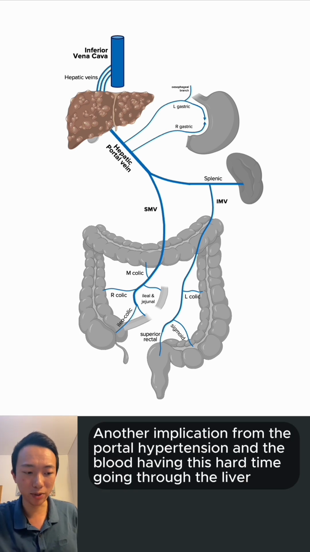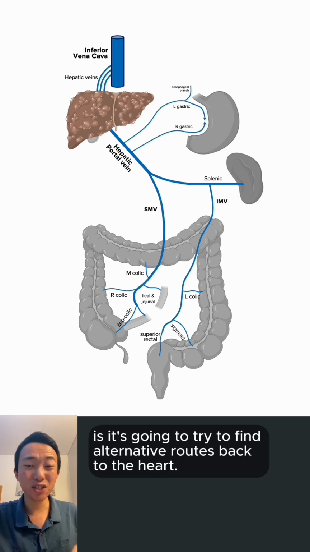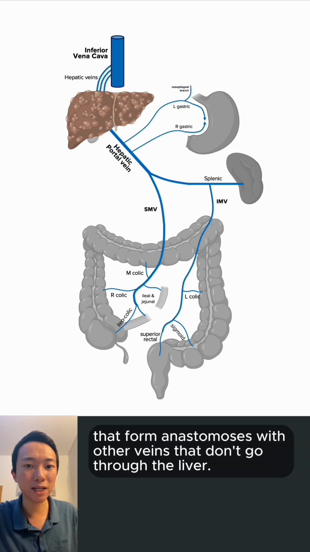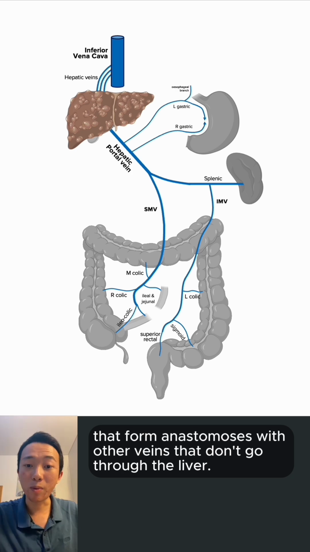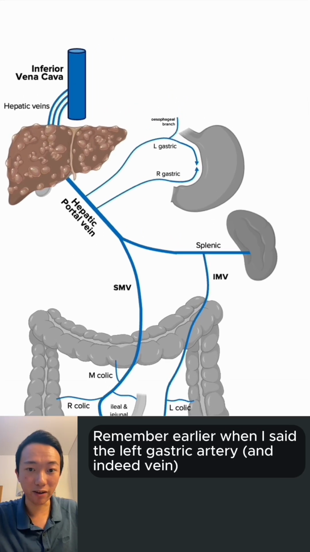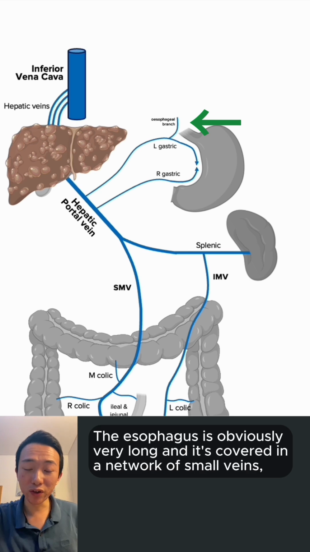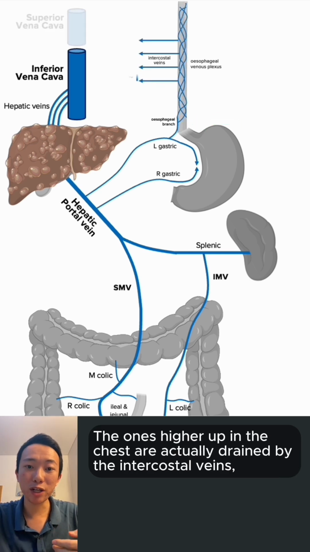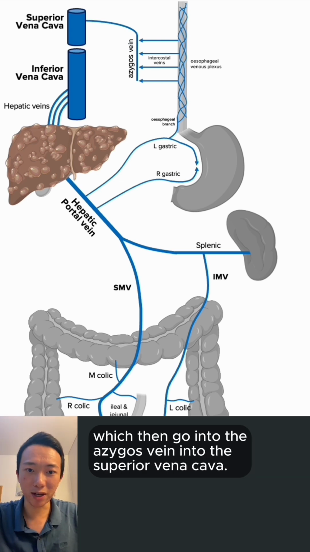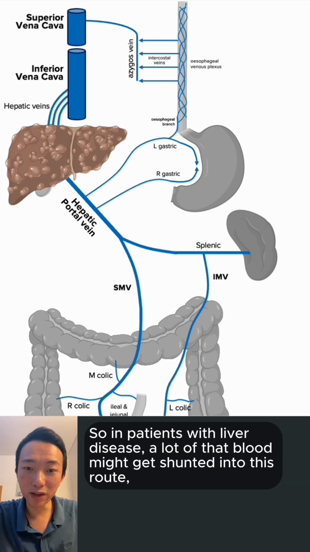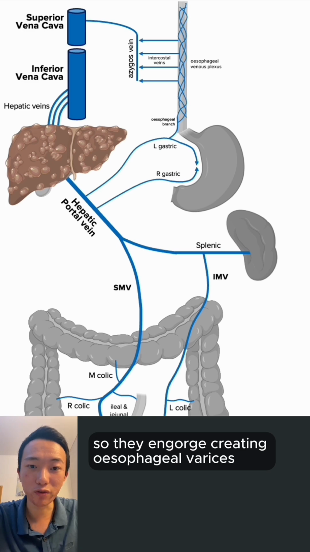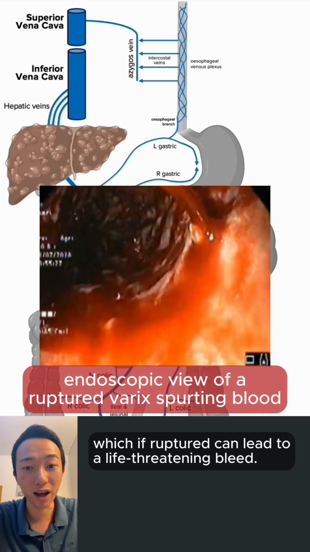Another implication from the portal hypertension and the blood having this hard time going through the liver is it's going to try to find alternative routes back to the heart. There are 2 or 3 places in this diagram that form anastomoses with other veins that don't go through the liver. Remember earlier when I said the left gastric artery and indeed vein give off a branch to the lower esophagus? The esophagus is obviously very long, and it's covered in a network of small veins. The ones higher up in the chest are actually drained by the intercostal veins, which then go into the azygos vein into the superior vena cava. So in patients with liver disease, a lot of the blood might get shunted into this route through these esophageal veins that were never meant to handle that much blood. So they engorge, creating esophageal varices, which if ruptured can lead to a life-threatening bleed.